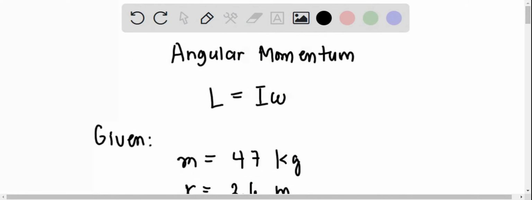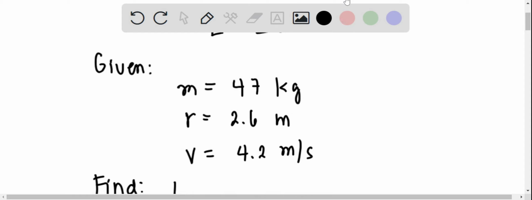An object rotating about a fixed point possesses momentum in the form of angular momentum, and it is solved as the product of the moment of inertia and the angular speed. So we have L being the angular momentum, I being the moment of inertia, and omega is the angular speed.